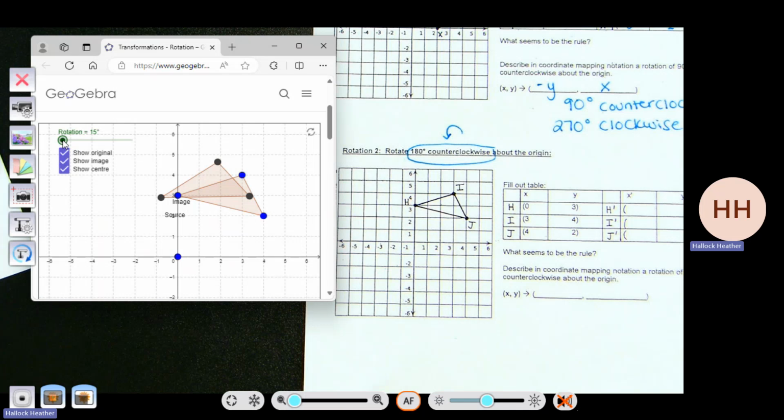180 degrees is 90 degrees twice. So you're moving 2 quadrants. So move it to 180, that would be 90. 90 moves it once. 180 is going to move it twice.